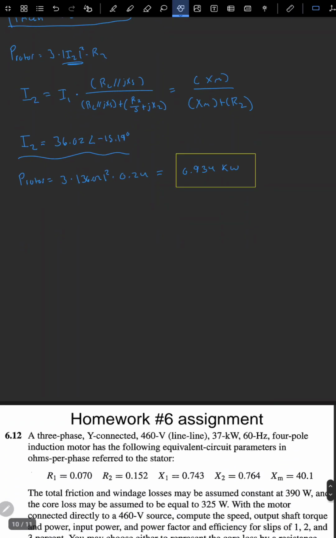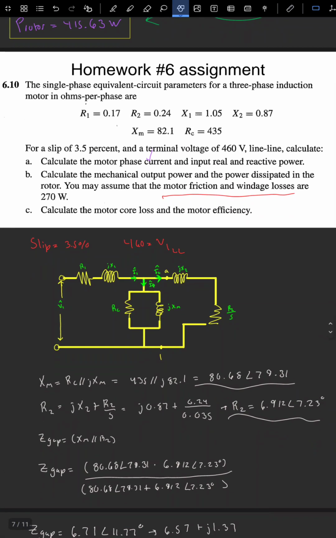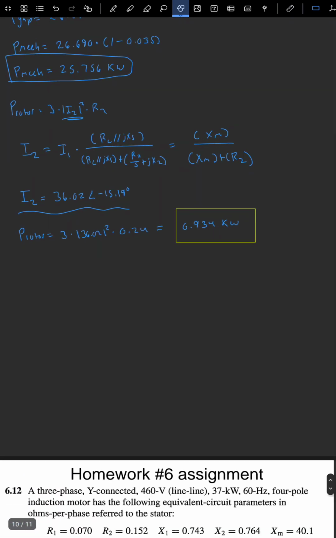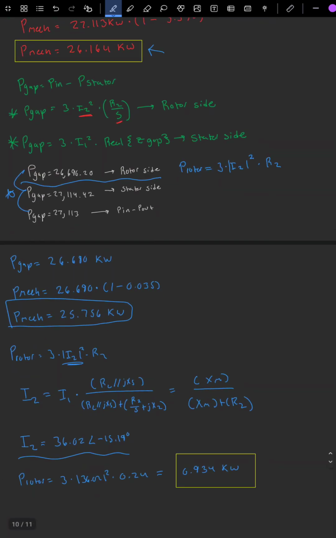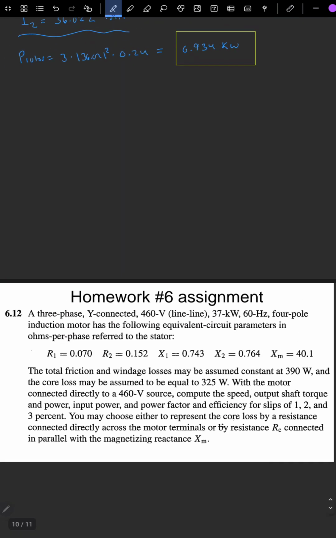Okay, so we found everything asked of us in part B: mechanical output power and power dissipated in the rotor. So we're all good. Like I said, there are other ways to do it, but sorry for the confusion earlier. I could speak on this after we finish part C.